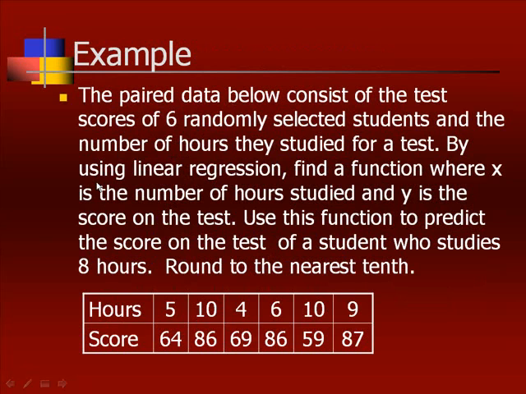Okay, you ready? The paired data below consists of the test scores of 6 randomly selected students and the number of hours they studied for a test. By using linear regression, find a function where x is the number of hours studied and y is the score on the test. Use this function to predict the score on the test of a student who studies 8 hours. Round to the nearest tenth.